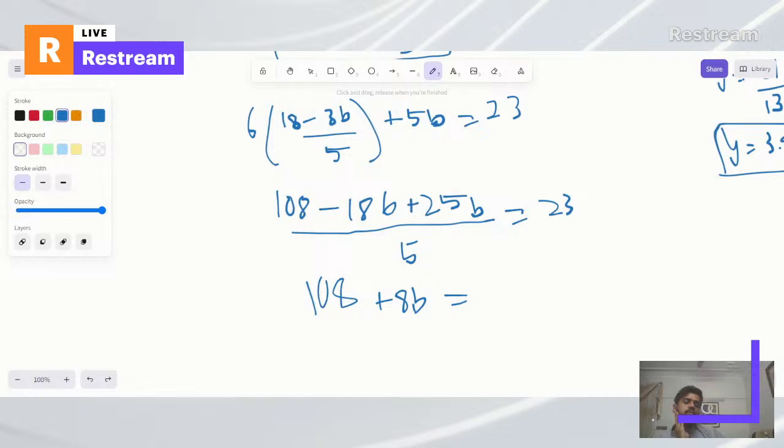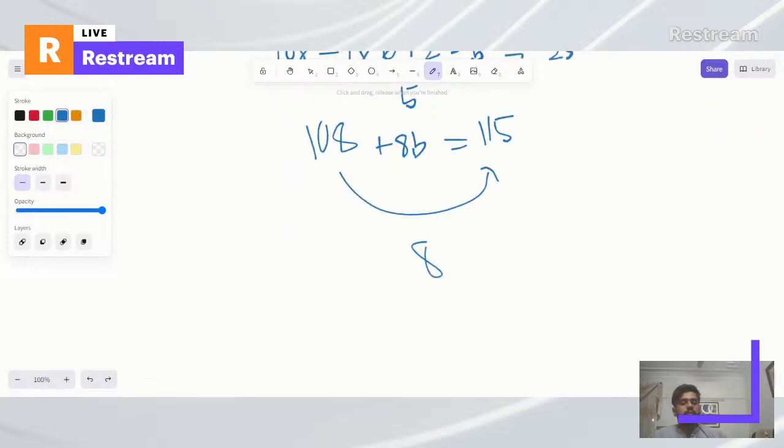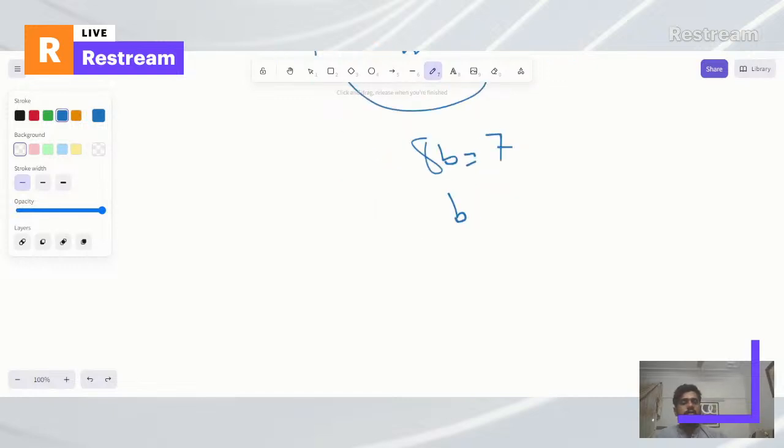Now 23 times 5 equals 115, right? So 115 over here. Now let's move 108 to the other side. It's going to become 8b equals 115 minus 108, so the answer would be 7, sorry. So 7, the value of b is 7 divided by 8, right?